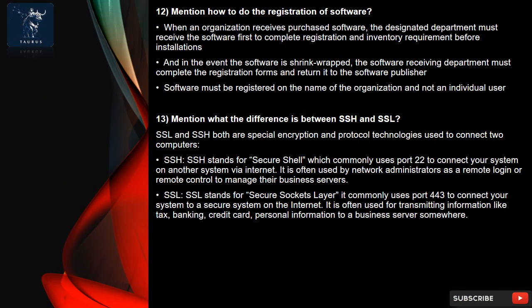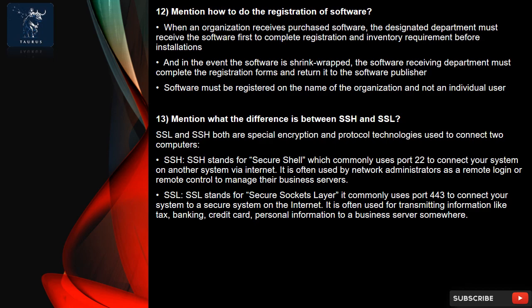12. Mention how to do the registration of software. When an organization receives purchased software, the designated department must receive the software first to complete registration and inventory requirement before installations. And in the event the software is shrink-wrapped, the software receiving department must complete the registration forms and return it to the software publisher. Software must be registered on the name of the organization and not an individual user.